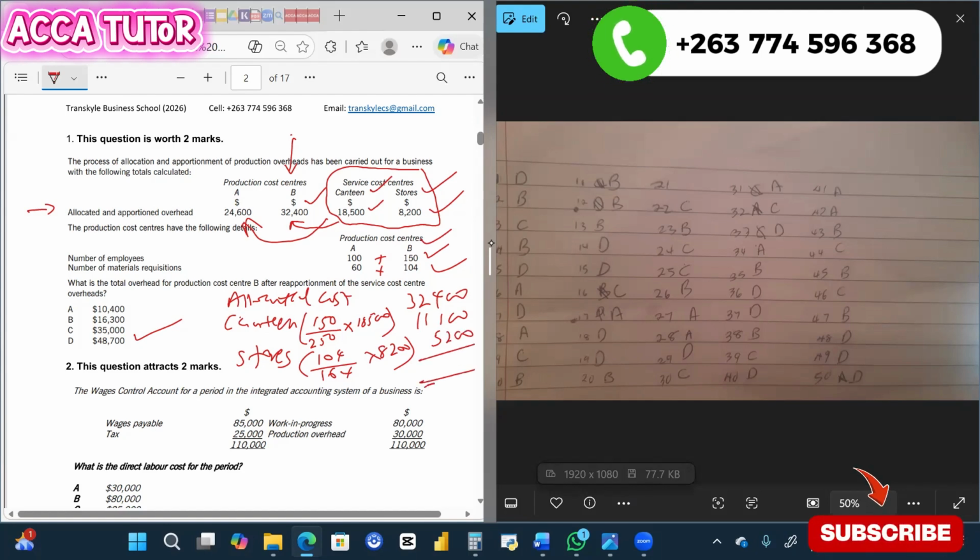So we add up, and how much do we get? Adding 11,100 plus 5,200 gives 16,300. And why did you ignore the 32,400?